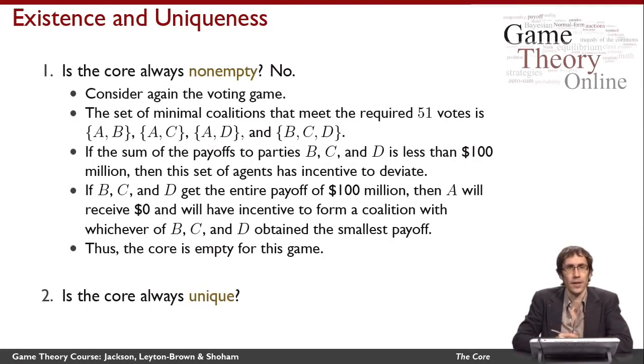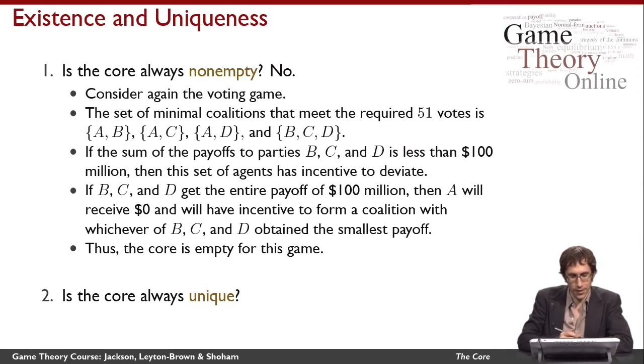Well, first of all, is the core always non-empty? The answer here, unfortunately, is no. So there are some games in which there aren't any stable payments that can be allocated to the agents. And we can see this already in the voting game. So the set of minimal coalitions that are able to pass the legislation are AB, AC, AD, and BCD. All of these subsets of the agents have enough votes to pass the legislation. Now we can, just looking at these sets, reason that there isn't any way of dividing the payments that would be stable for all subcoalitions.